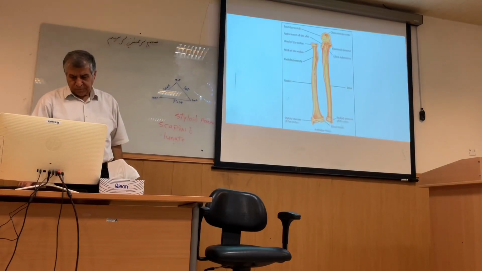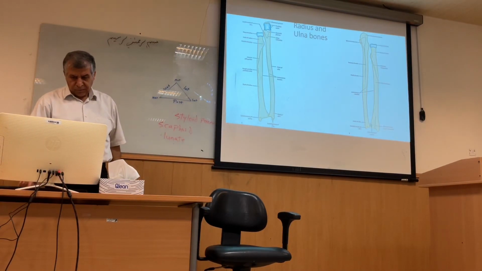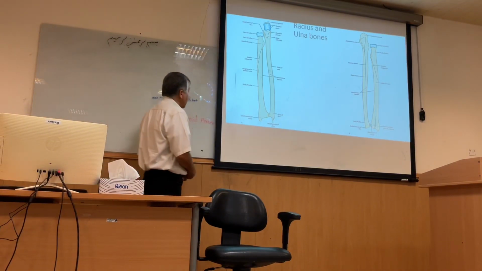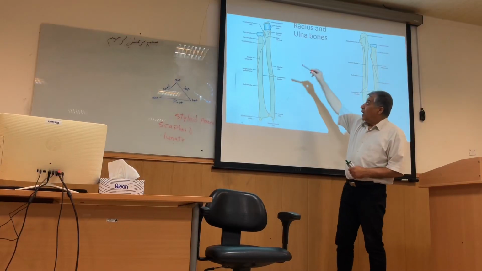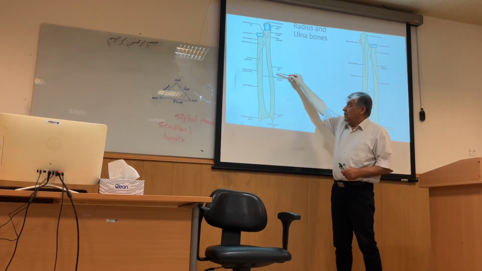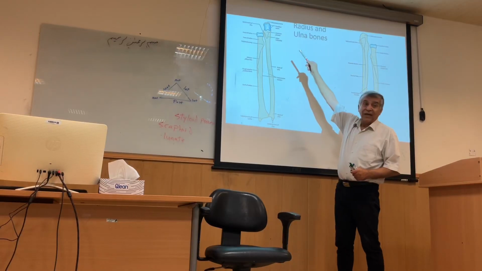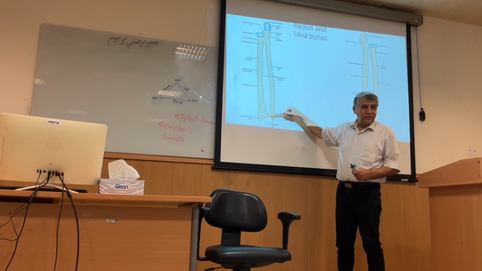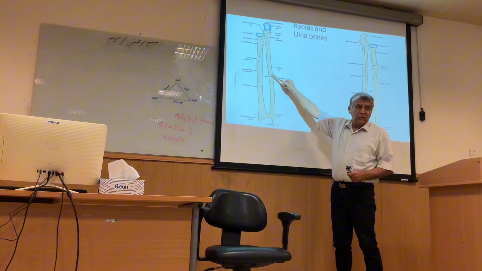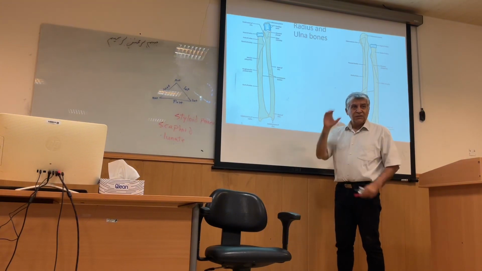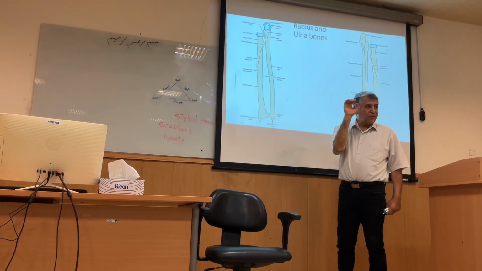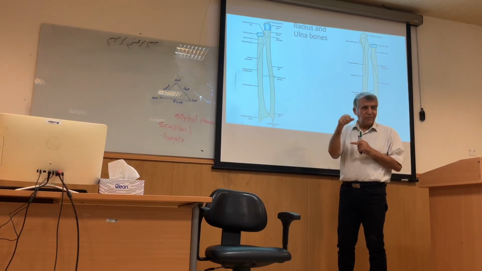Ulna, anterior and posterior views. The ulna is a long bone. It has a proximal end, a distal end, and a body or shaft. The proximal end is like a French key.